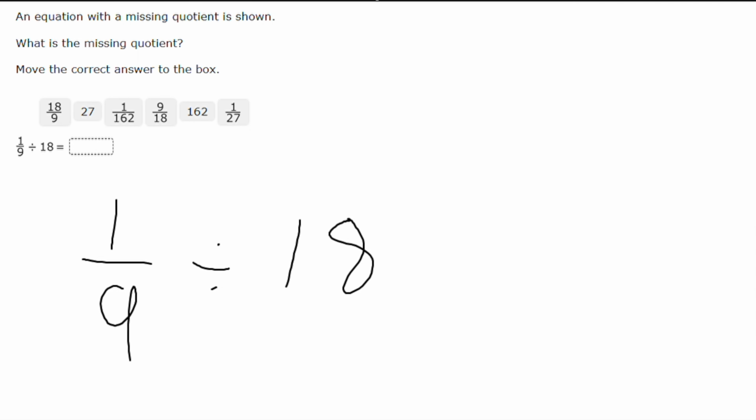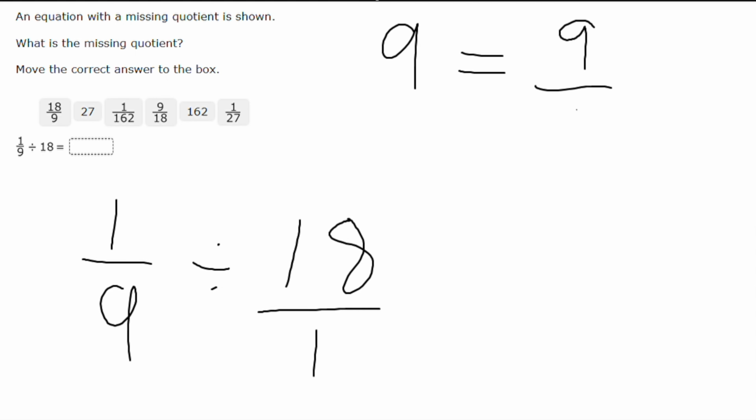How do we turn 18 into a fraction? We simply place it over 1. Remember, whenever you're dealing with fractions, anything over 1 is itself. So if I want to turn 9 into a fraction, I could simply do 9 over 1. If I want to turn 10 into a fraction, I could simply do 10 over 1. It's the same thing with all numbers. Any number you want to turn into a fraction, just put it over 1.